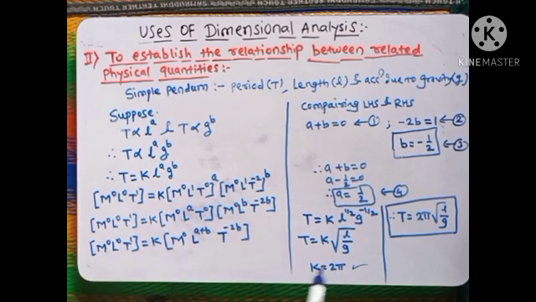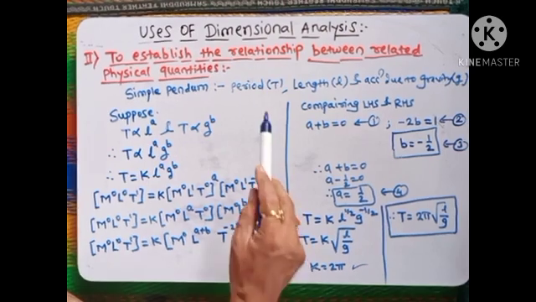And this is the limitation of dimensional analysis. That means this constant cannot be determined by using dimensional analysis. By experiments it is calculated, and therefore T equal to 2 pi root L upon g. This is the relation between related physical quantities.